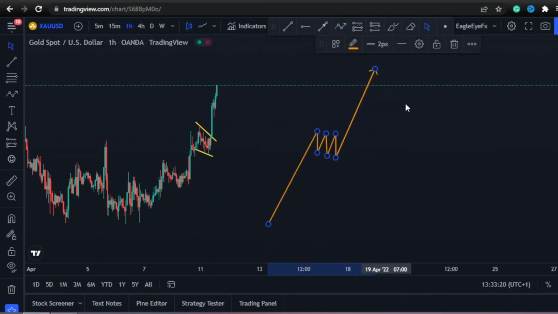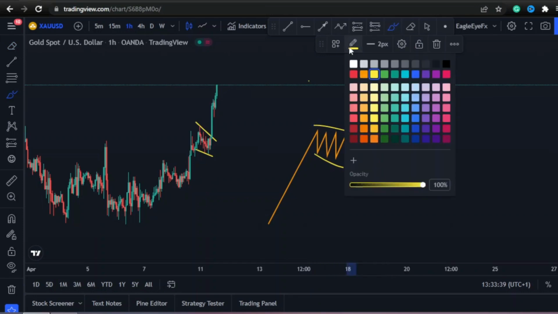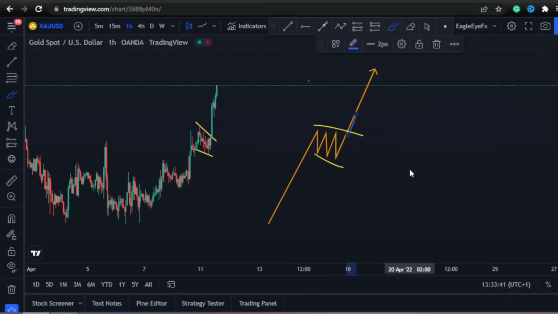To continue buying, right? So this is what I'll be looking for. I'll be looking for this flag. Then at the breakout, it needs to be yellow so you can see the difference. So at the breakout over here, that's when I enter. I don't know if you can see the difference.